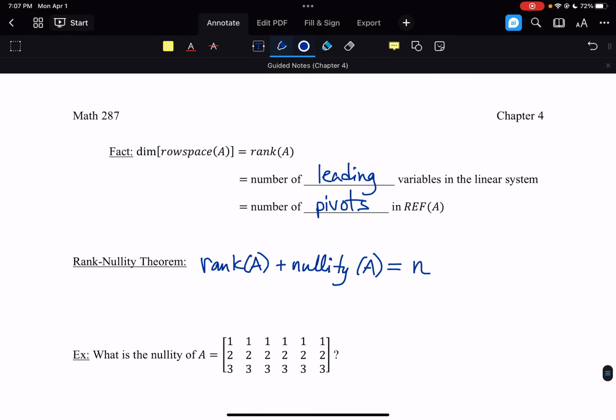And this relationship defines the rank nullity theorem. So the rank nullity theorem says that the rank of A plus the nullity of A equals n, the number of columns in A, right? Because the rank is the number of pivoted columns. The nullity is the number of unpivoted columns. So you take all the pivots plus all the non-pivots. That adds up to the total number of columns, because again, every column either has a pivot or it doesn't.